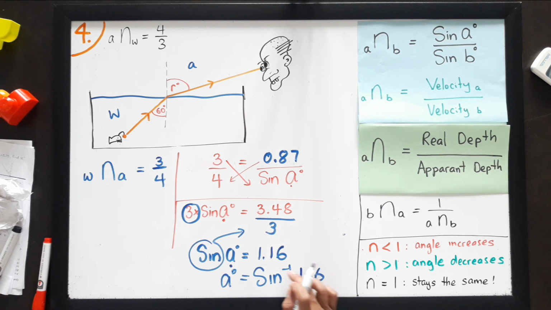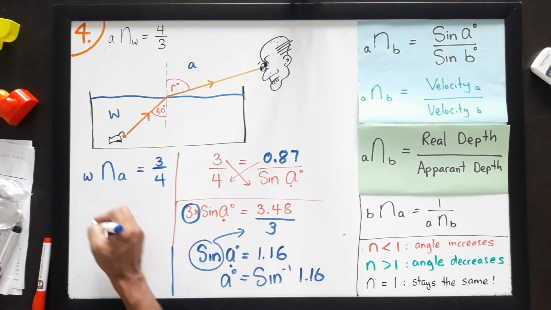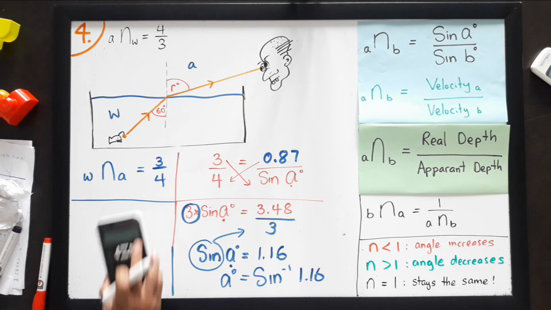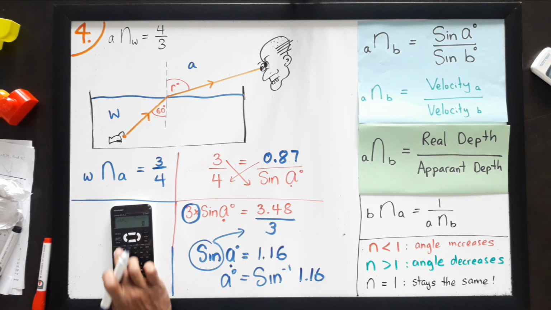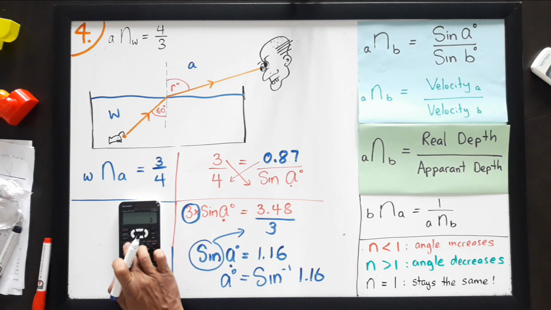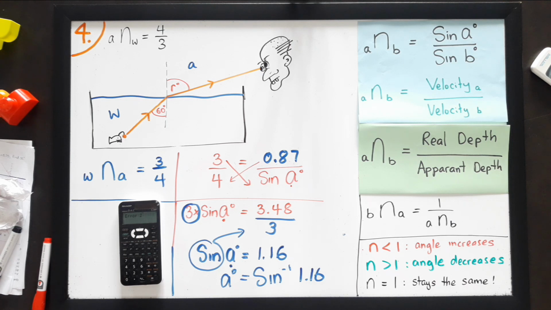So type this on the calculator. You need to see this for yourself. Sine inverse, try it. Second function sine 1.16. Type it in and press equal. Tell me what you see. You will get an error on your calculator.